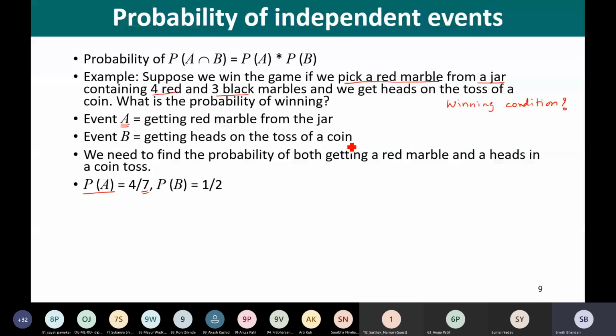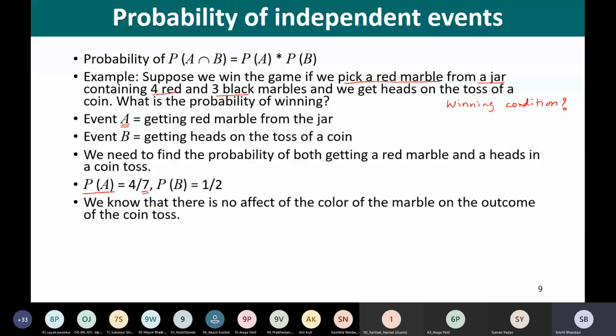And the probability of getting heads on the toss of a coin is obviously half, 1 divided by 2. So 50% of the time we get heads, and 50% of the time we get tails. Toss of a coin, right? So the probability of A is 4 by 7, and the probability of B is half.